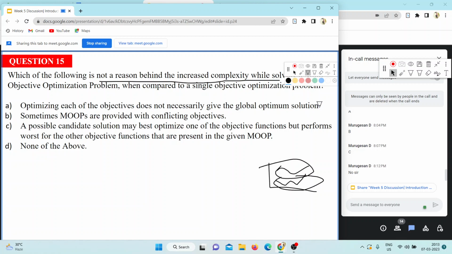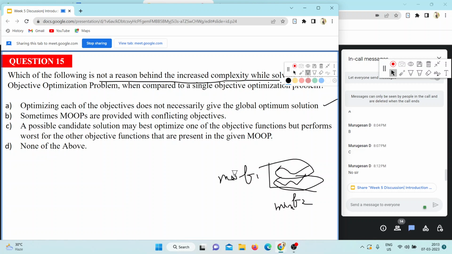So this is actually problem. So this is right. Next is sometimes MOPs are provided with conflicting interest. I have told you that here could be F1, like the example I have discussed, there could be F2, and here in the example I have told, we have to minimize cost, so we have to minimize this f1, and here we have to maximize the comfort.